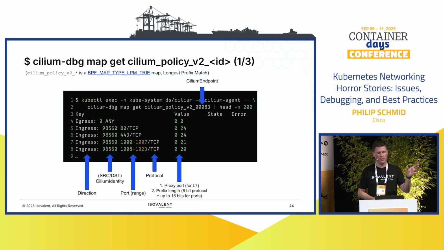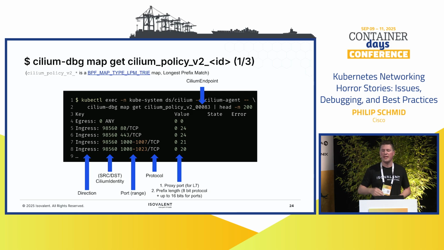You can also do a cilium debug map list to have an overview of all the maps, but here I only wanted the content of a single map, and to be more precise, the content of the map of the Cilium endpoint 83. What this 83 means, we'll have a look at in the next slide.